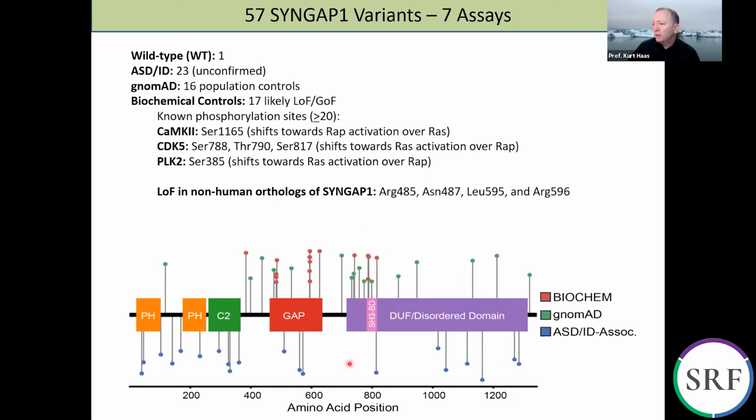And the blues are the ASD-ID variants. You can see they're found across the protein. And we picked the green ones, the population controls, as being across the protein as well. And then we included 17 what we call biochemical controls. These we think are likely to be loss of function or gain of function. It's known, like most proteins, that SYNGAP1 is phosphorylated, at probably more than 20 sites. And these are the kinases that phosphorylate them. So we picked sites throughout SYNGAP1 that are the sites for phosphorylation, and we mutated them, as well as loss of function variants that were studied in non-human orthologs. So we included as many as we could. Some we just developed on our own, hoping that they might be non-functional.